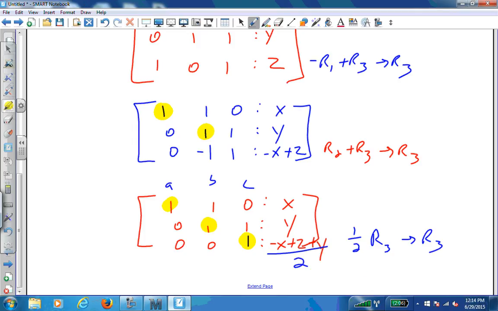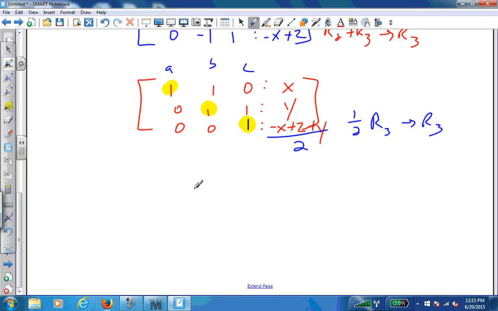Hence, these three vectors span R3 because we can get any vector. You tell me what X, Y, and Z are, I'll tell you what A, B, and C would need to be to get those particular vectors. So, do we span R3? Yes.